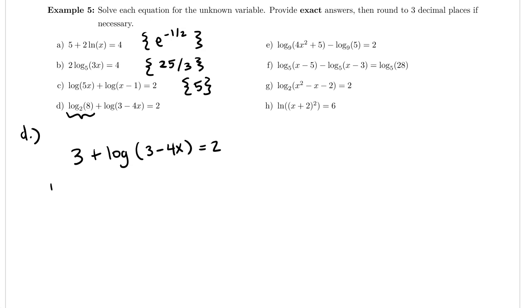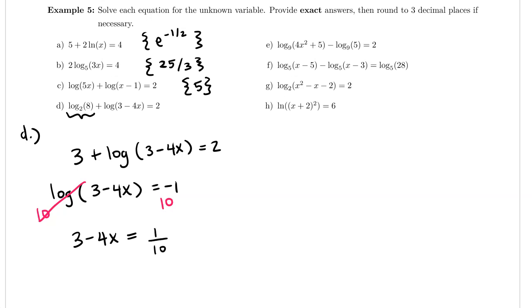Now I can subtract 3 on both sides. And now we could do this. These will cancel or undo each other. And we have 3 minus 4x is equal to 10 to the negative 1 power. And 10 to the negative 1 power, that is the same thing as 1/10. And I want to get rid of fractions, so I'm going to multiply everything by 10. That'll give me 30 minus 40x is equal to 1.